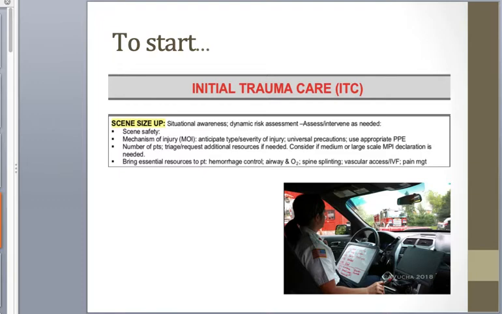We can use dispatch to our advantage for stuff like that. They're getting really good at collecting information for us. And we want to make sure we use universal precautions and PPE. We just covered that with the COVID stuff. Again, dispatch comes in big handy to cover the number of patients, possible additional resources as needed prior to us getting on scene. And then we need to make sure that we're bringing things that could be essential to patient care, hemorrhage control, airway and O2, splinting, spine equipment, as well as pain management and vascular access.